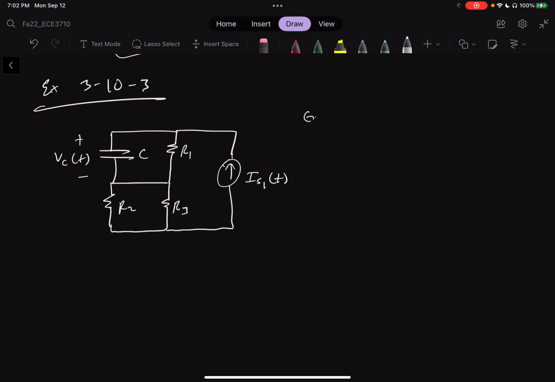Now, assume the following is given. C is equal to 10 microfarads. R1 is equal to 1 kilo ohm. R2 is equal to 3 kilo ohms. Kilo means 1,000, so 3,000, 1,000. And R3 is equal to 4 kilo ohms. And IS of T is indefinitely equal to 1 milliamp.